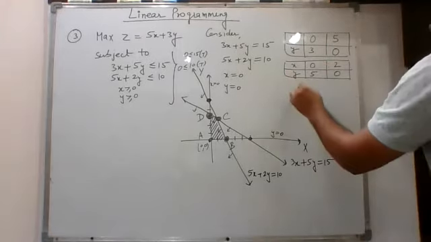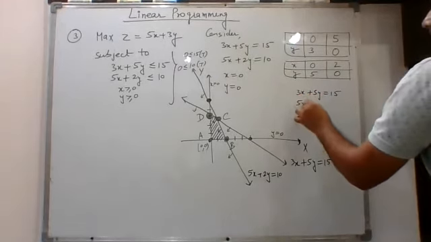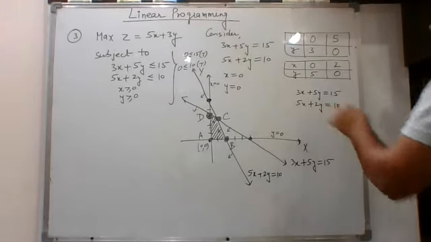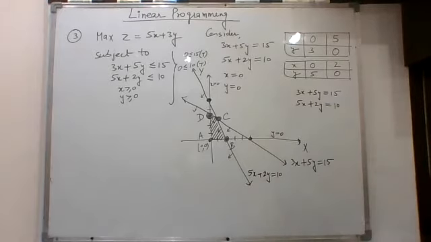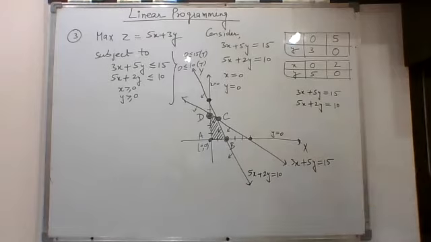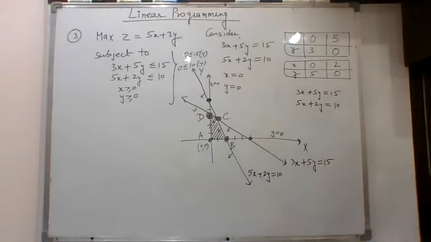For C, you can solve these two equations simultaneously and get the coordinates of this point C. Sometimes in the graph, it is quite visible and we can directly write the coordinates. But for this question, you have to solve these two equations simultaneously to get the coordinates of point C. Just do it yourself.